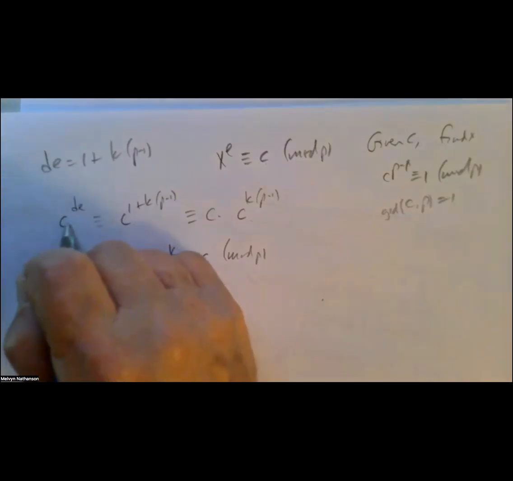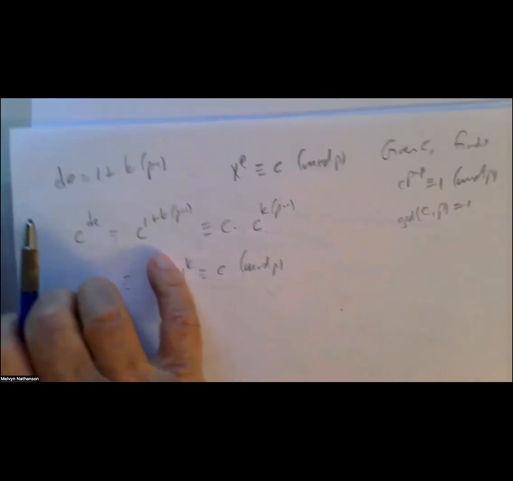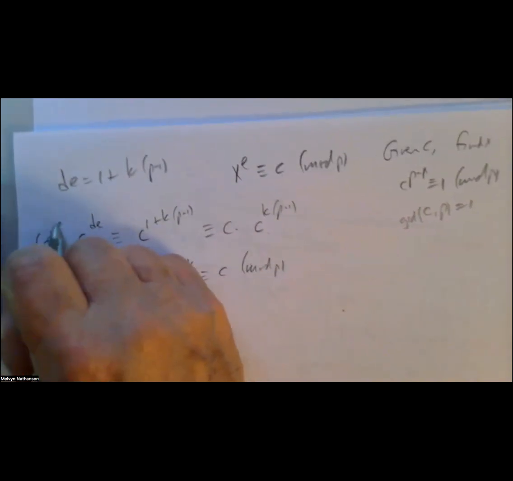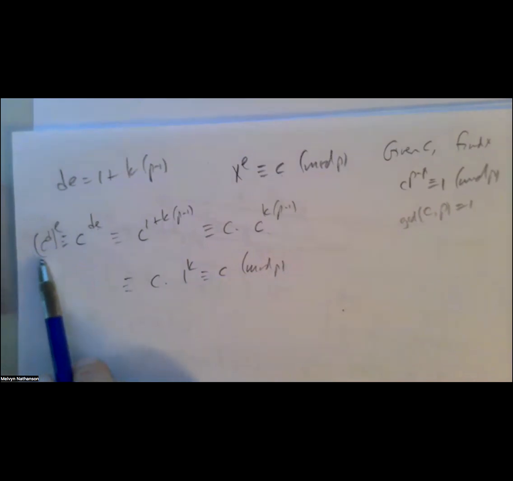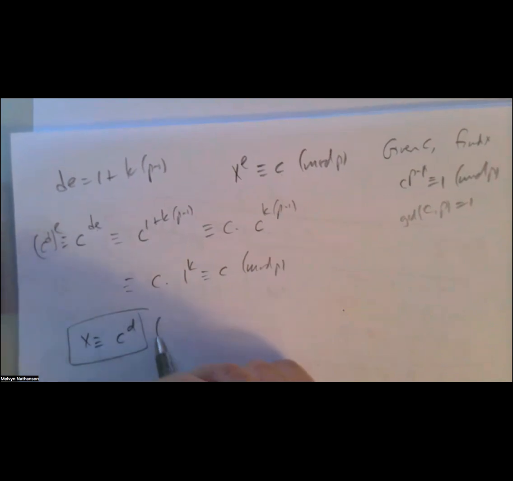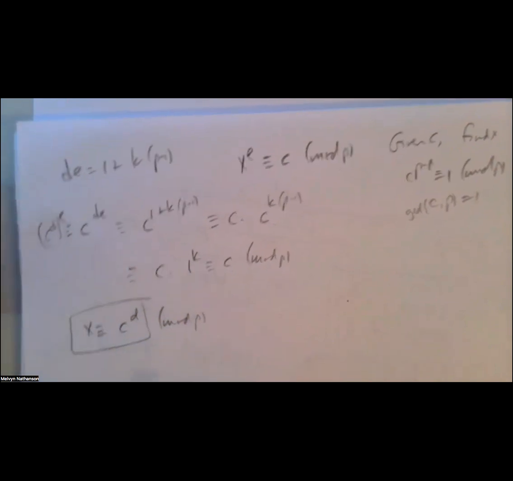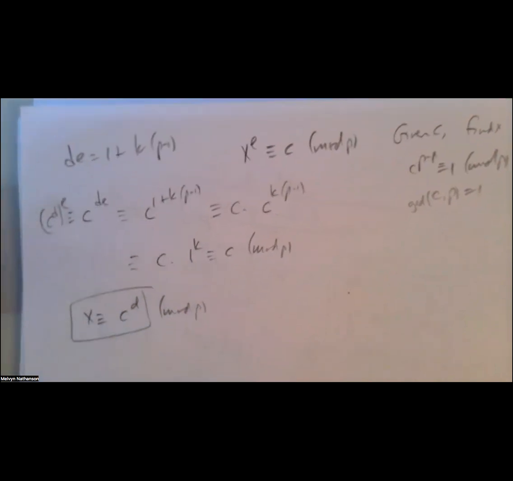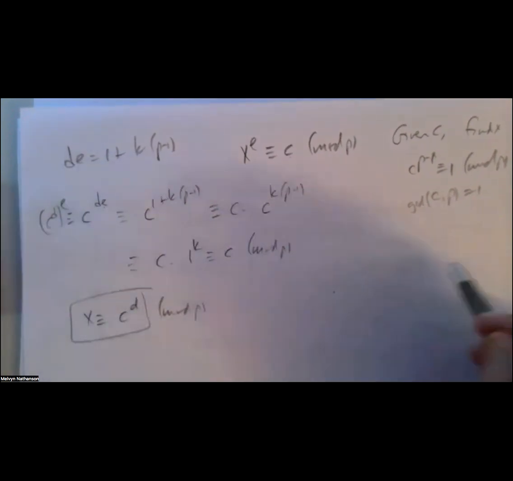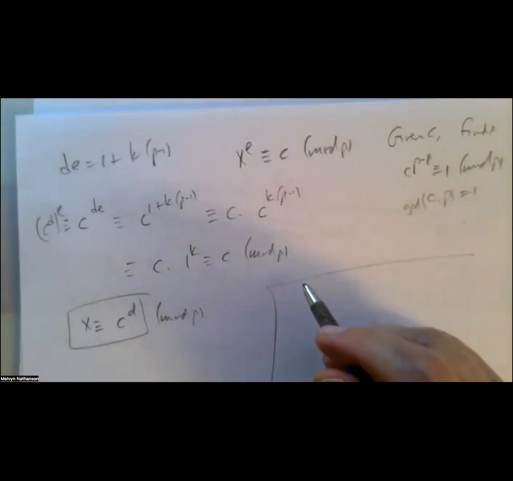So c to the d, c to the de, this is c to the d to the e. So if you take c to the d and raise it to the power e, you get c. So x is c to the d. Again, we have a message x.